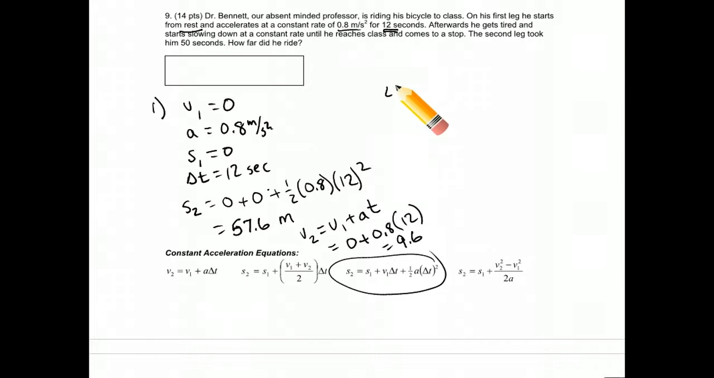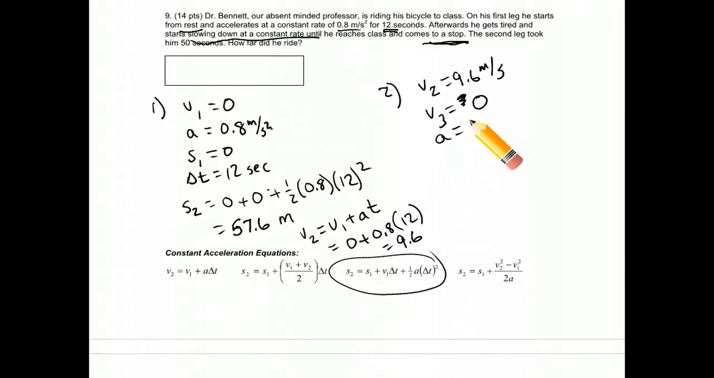Alright, so part 2. So we'll say V2 is equal to 9.6 meters per second. V3 we really don't care about, or actually we do care about. We know he came to a stop, so V3 is 0. We're told he slows down at a constant rate, but we don't know that, so the acceleration is unknown, and we know the delta T is 50 seconds. Alright, let's see. We know the initial S2 was 57.6, and we don't know S3.